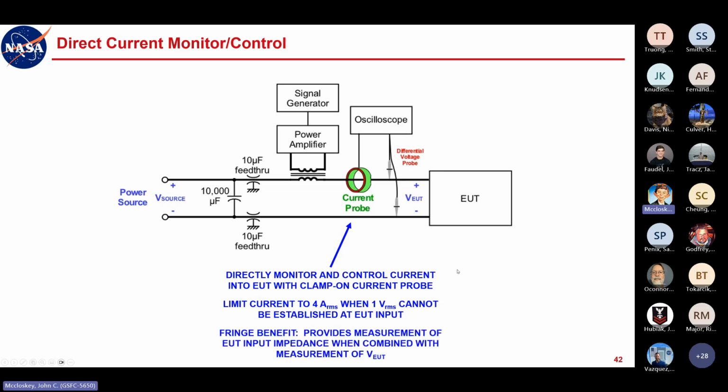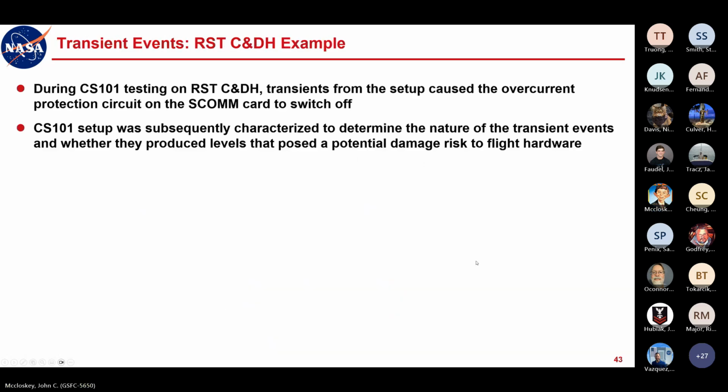And a fringe benefit here is that this provides a measurement of the EUT input impedance when you're measuring the voltage injected, which you are, right? You're monitoring the injected potential, and so you record these values here. You'll be able to characterize the input impedance of your EUT, and sometimes people do that.